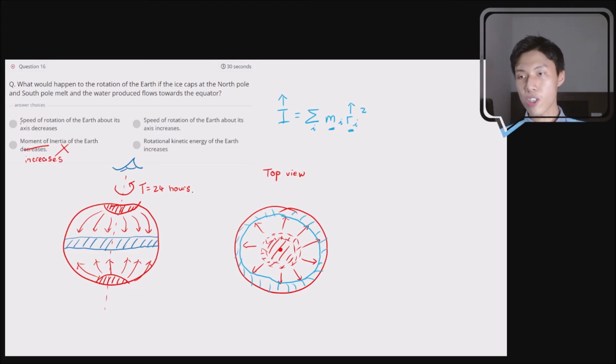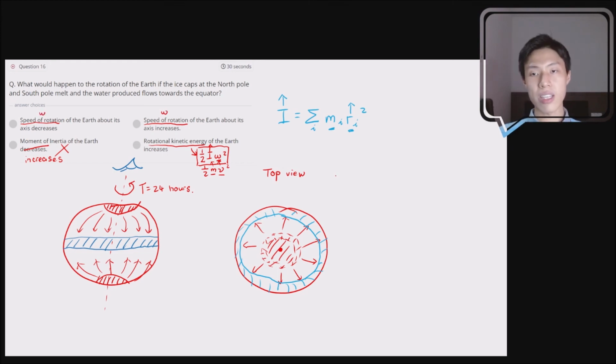Next, they ask about the speed of rotation. So we have to do something about it. Rotational kinetic energy is out of syllabus, but the equation is half I omega squared. It actually comes from half m v squared, but the rotational version of mass is moment of inertia, and the rotational version of velocity is angular velocity. So this is the rotational kinetic energy. So you know your moment of inertia increases. So what about the omega? The speed of the rotation is omega.